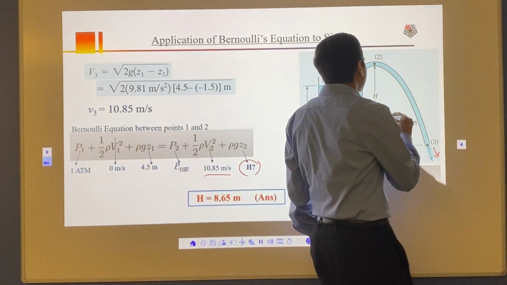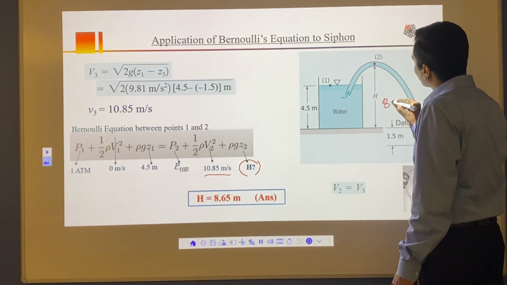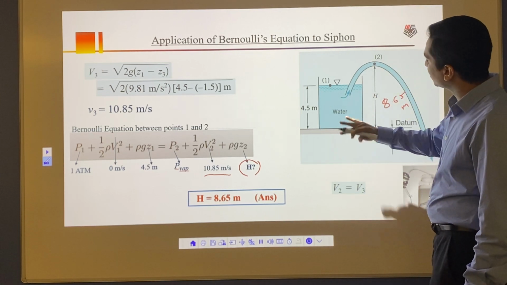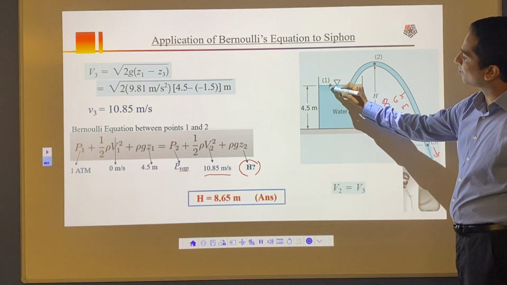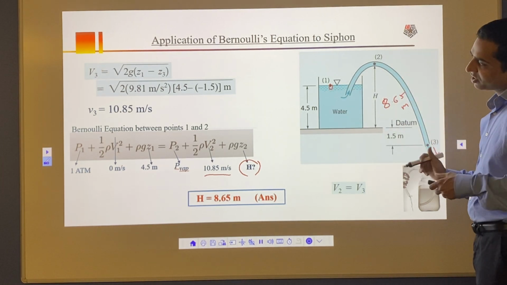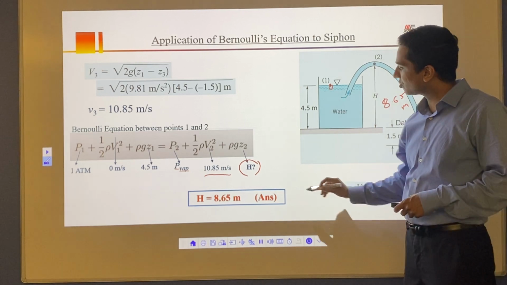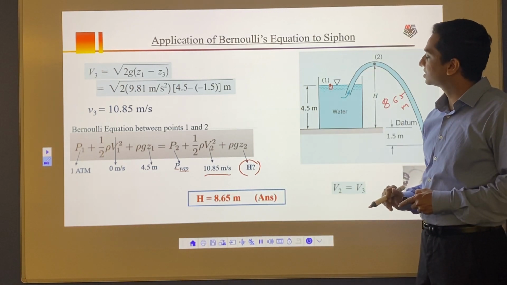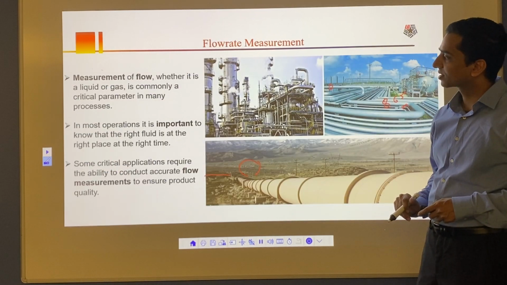So your height will still be 8.65 meters. That's going to be your maximum height. Either way, it doesn't matter how you do it, from 1 to 2 or from 2 to 3, or 1 to 3. You can work your way with your equations and find the final height, which is 8.65. And that's your application of Bernoulli's equation to the siphon problem.